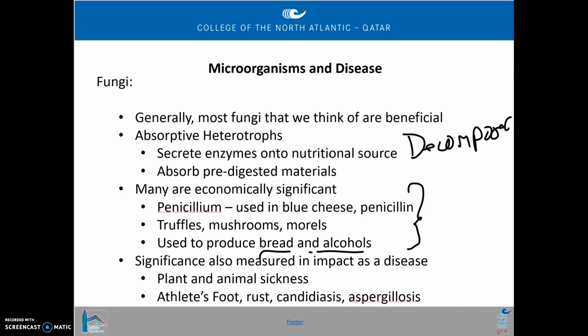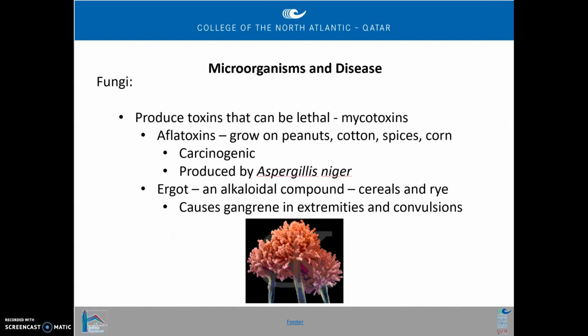These guys are absorptive heterotrophs, so they're going to grow on their food source. They're going to secrete enzymes, leaking out of their cells onto their food source. Enzymes will digest the material, and then they'll absorb the materials that they need. So they're a very interesting type of nutrition. They can, however, cause several diseases in humans. Plant and animal sickness, athlete's foot, rust, candidiasis, which is yeast infections, and so on and so forth.